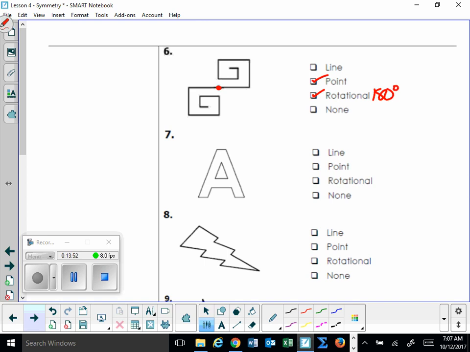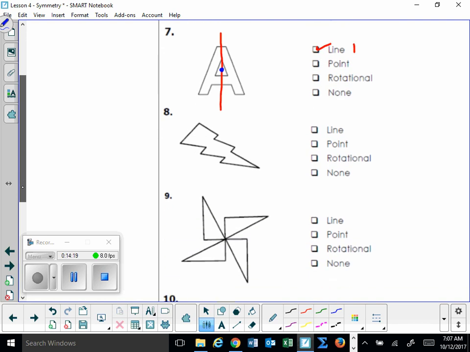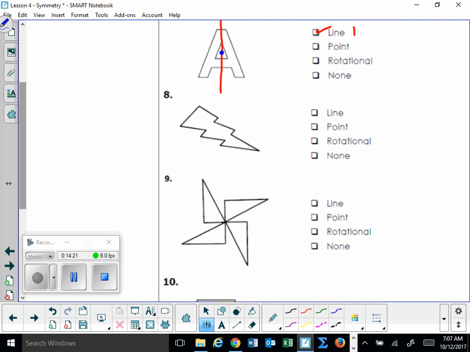Ooh, look at our fancy letter A. That'll work for a line of symmetry, but nothing else for a line of symmetry. Let's see. Point, turn it upside down, definitely not going to look the same. Rotational, there's my center. Nope, that's it. It's the only thing that's going to work. Ooh, my lightning strike. What do you think? You are correct. Absolutely none of this is going to work out.